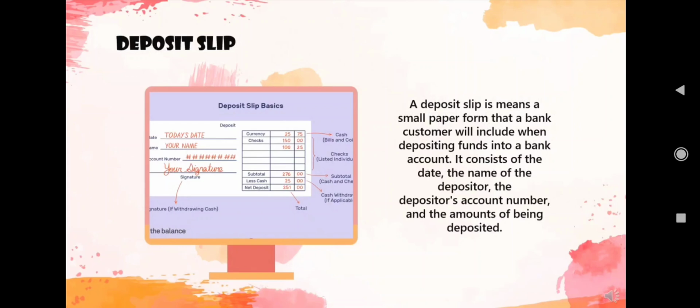Next is deposit slip. It means a small paper form that a bank customer will include when depositing funds into a bank account. It consists of the date, the name of depositor, the depositor's account number, and the amount being deposited.